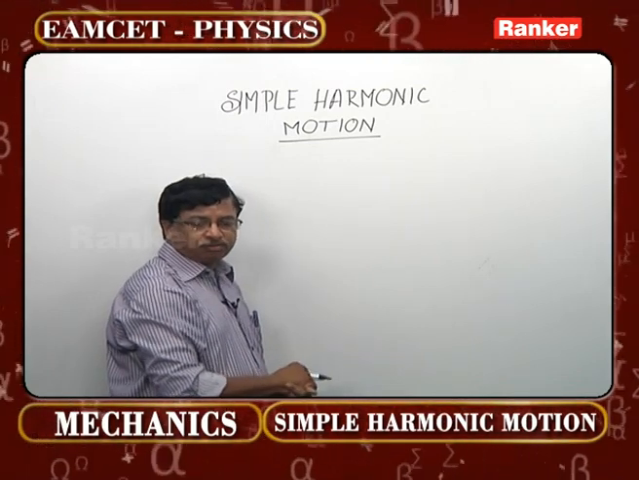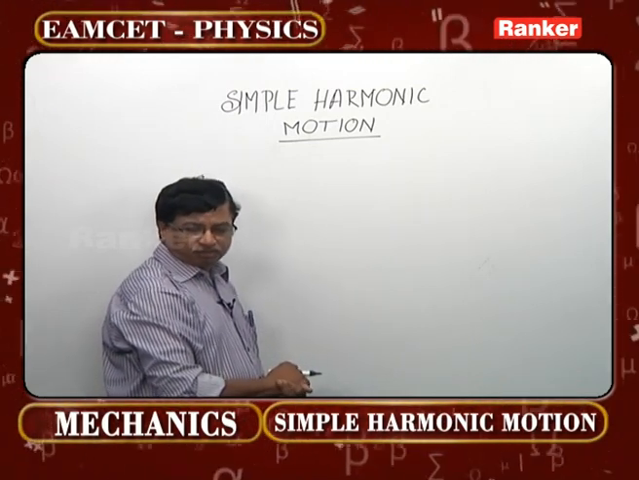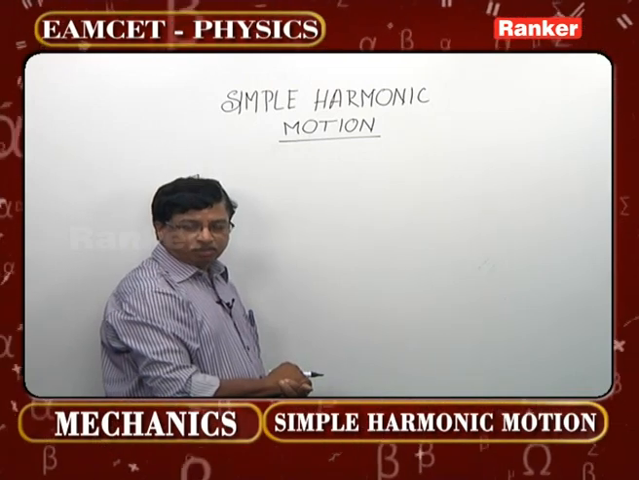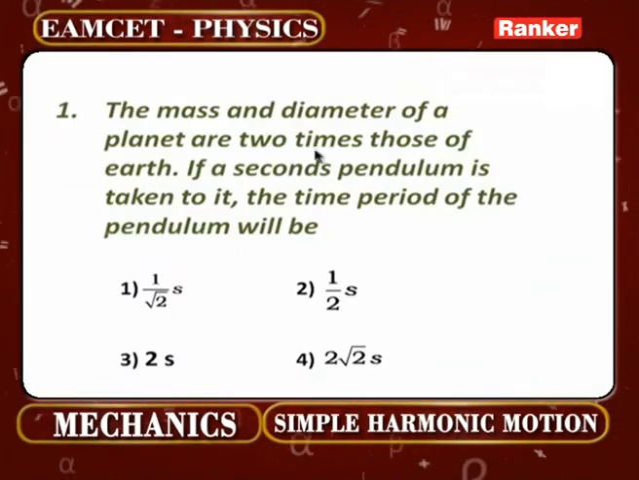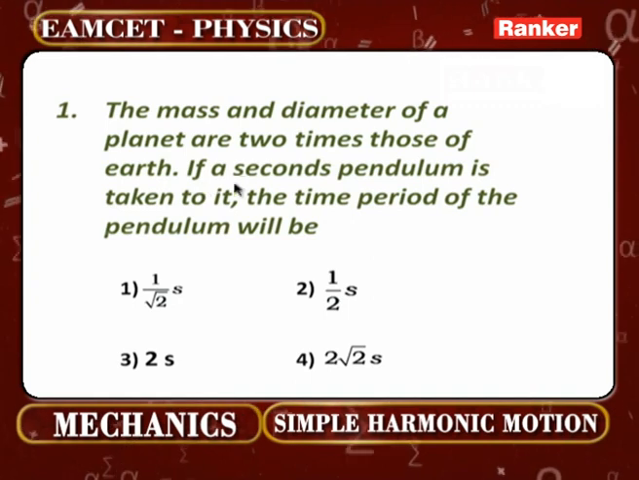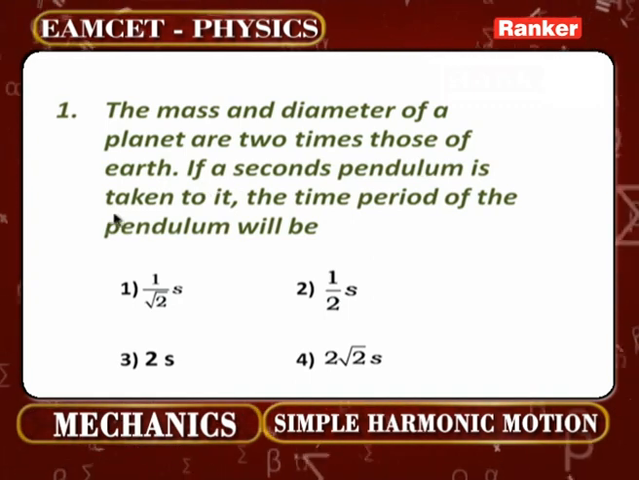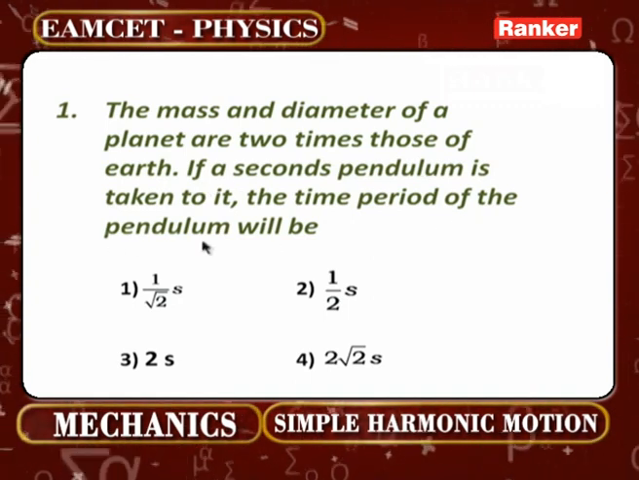Let us see the very first one. The mass and diameter of a planet are 2 times those of Earth. If a second's pendulum is taken to it, the time period of the pendulum will be how much?